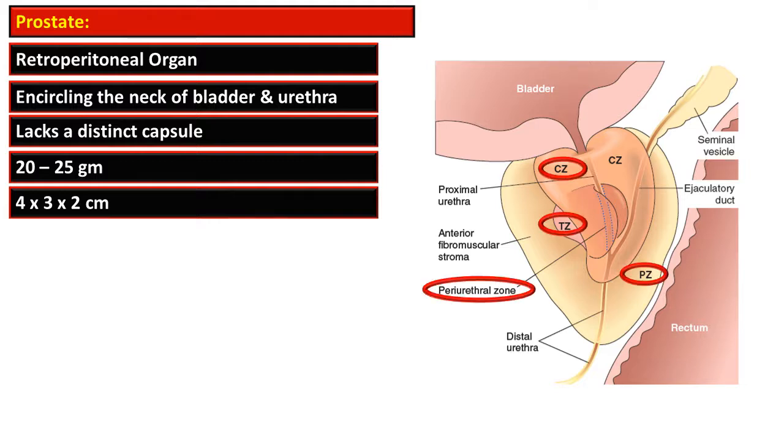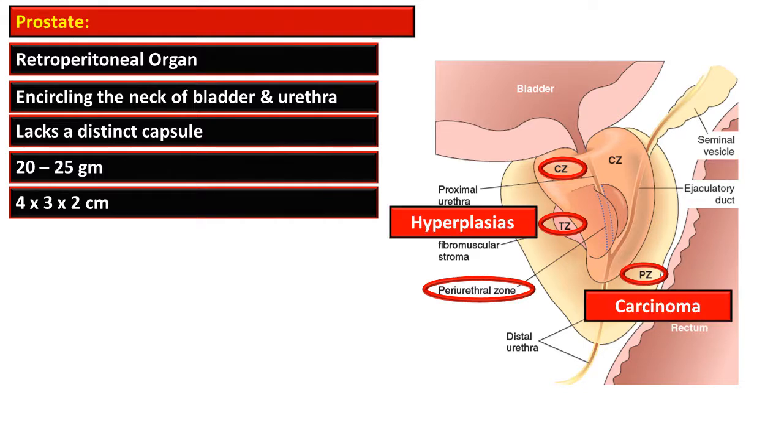Anatomically and biologically, this gland is divided into 4 distinct areas: periurethral zone, transitional zone, central zone and peripheral zone. These areas are distinct, as most of the hyperplasia arises in the transitional zone, while the peripheral zone is the site for most of the carcinomas.